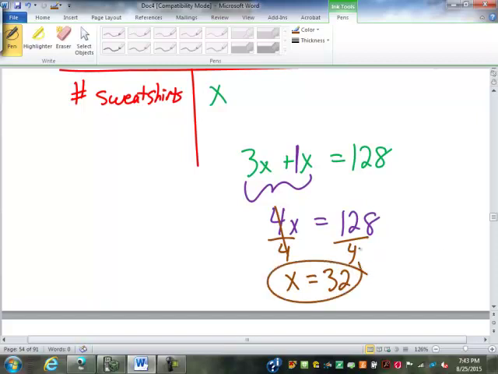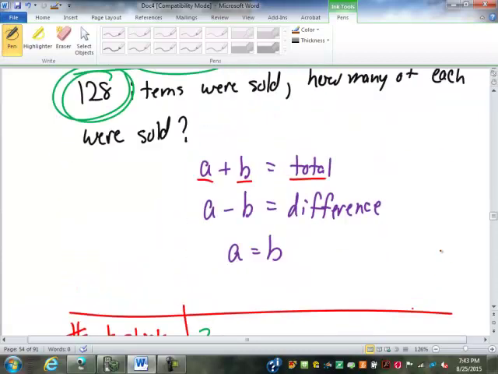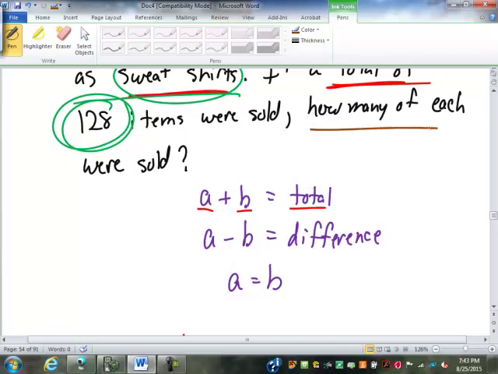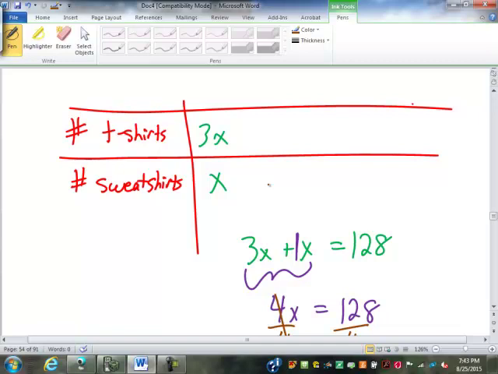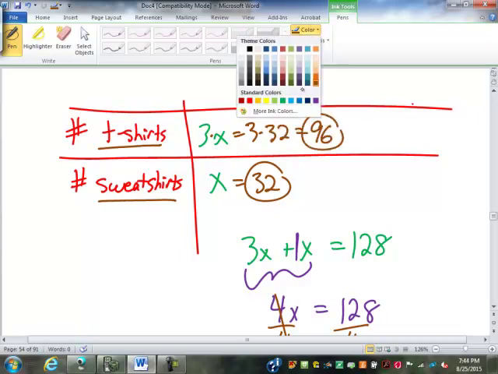Now, it's really tempting at this point to say, hey, I solved for x, I'm all done. But I'm not. I still have to answer the question. The question asked how many of each were sold. x is the number of sweatshirts. So that means there's 32 sweatshirts sold. We still have to find the number of t-shirts, which means we have 3 times x, or 3 times 32, gives us 96 t-shirts sold.